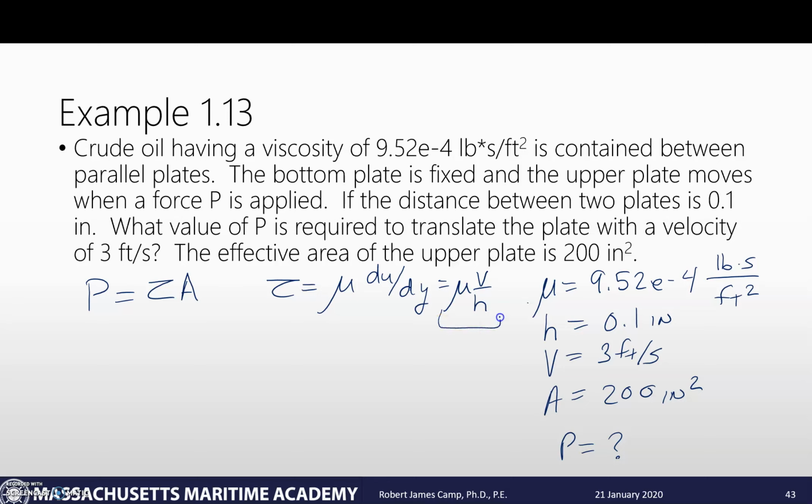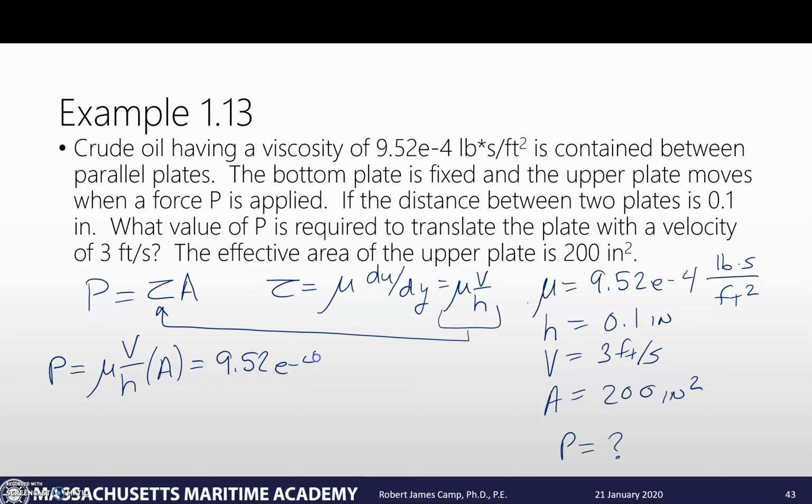So I'm going to take all this and plug it right in there for tau. So our load P is going to be equal to mu V over H times A. As I look at that equation, I know all of that: viscosity, velocity, height, area. I can just directly solve this equation. 9.52 times 10 to the negative 4 pounds second per foot squared, multiplied by the velocity, 3 feet per second, divided by 0.1 inch.